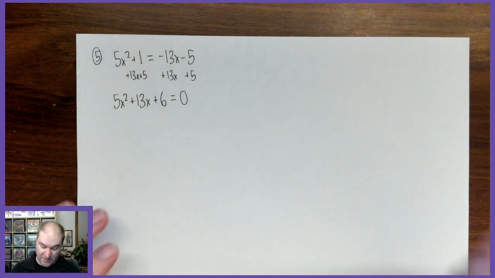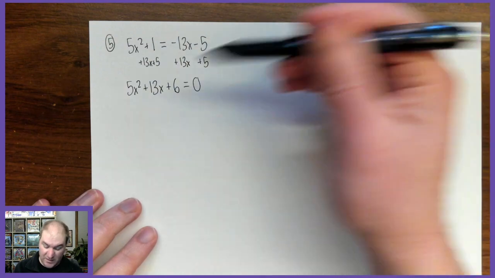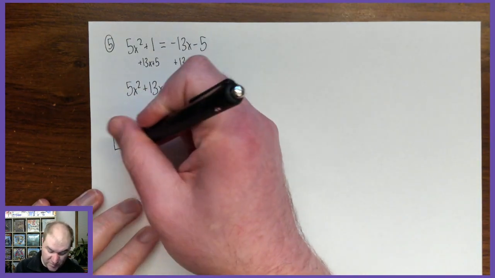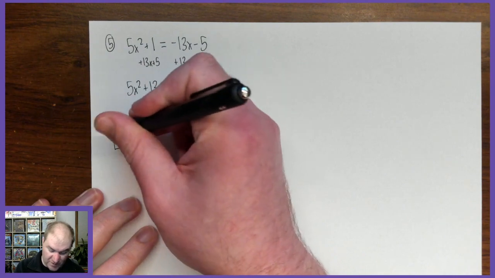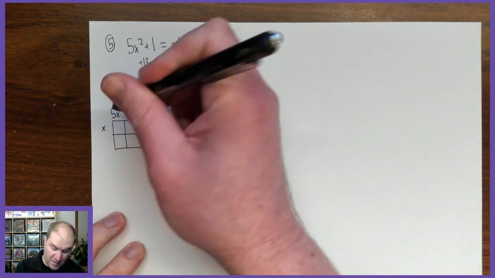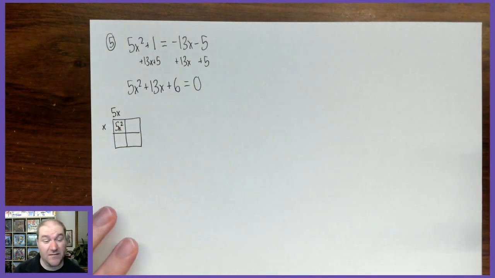Step 2, let's factor completely. There is not a GCF between those terms. This is not a difference of two squares. It is a trinomial, so it's probably going to be factored using trinomial factoring. I'm going to try 5x and x. It's the only way to multiply to get 5x squared.